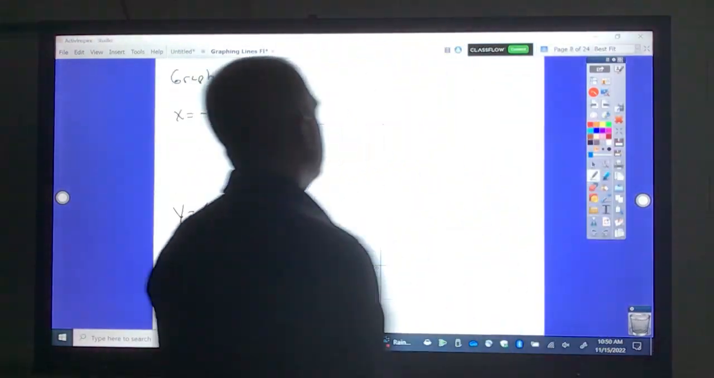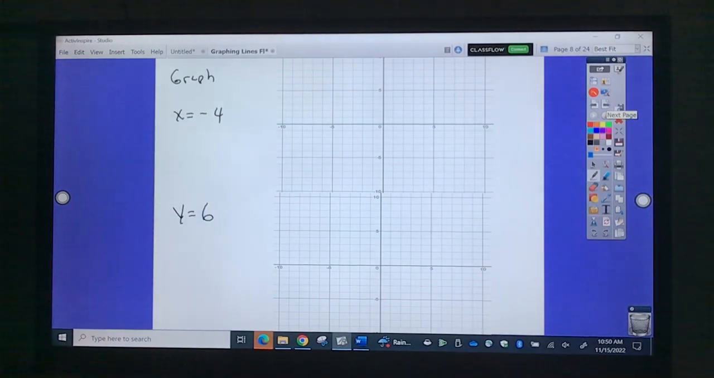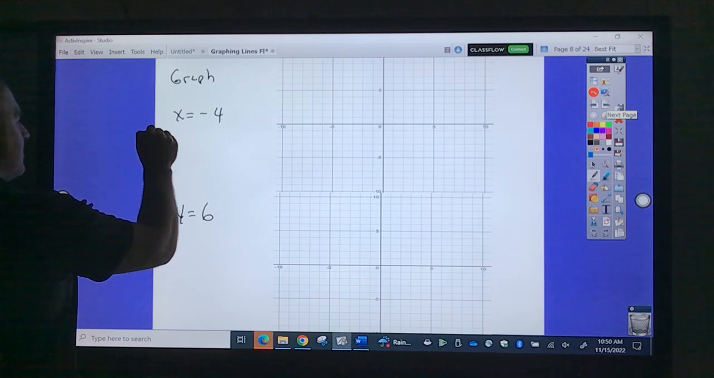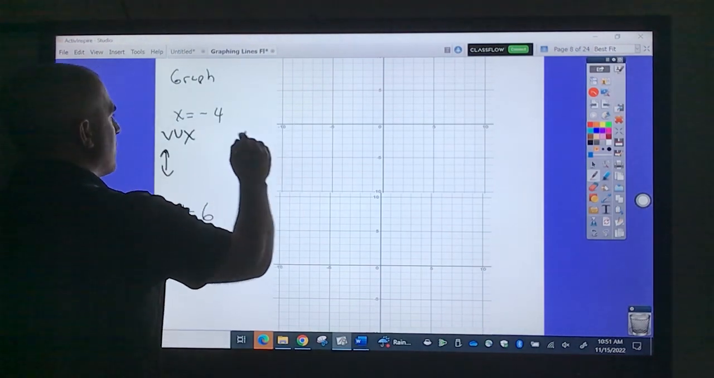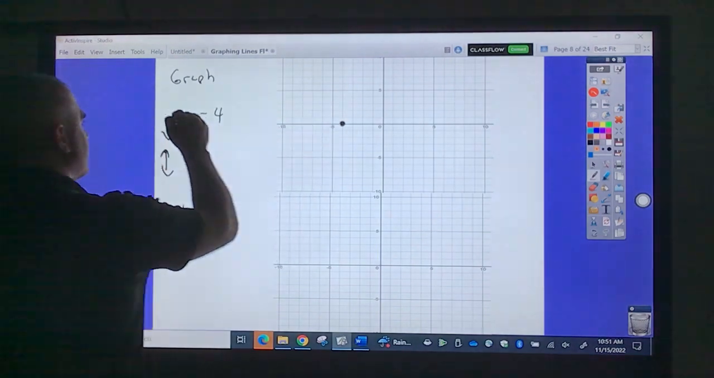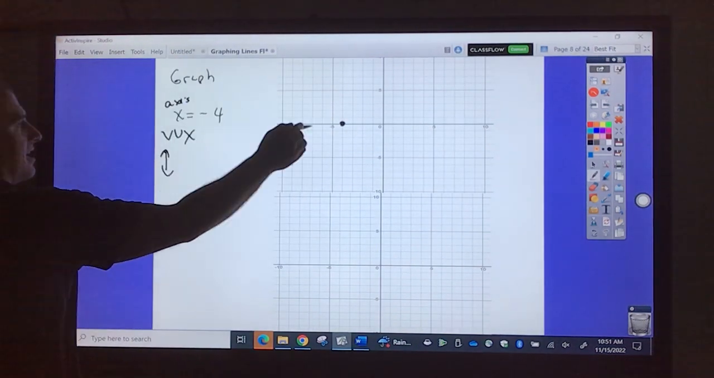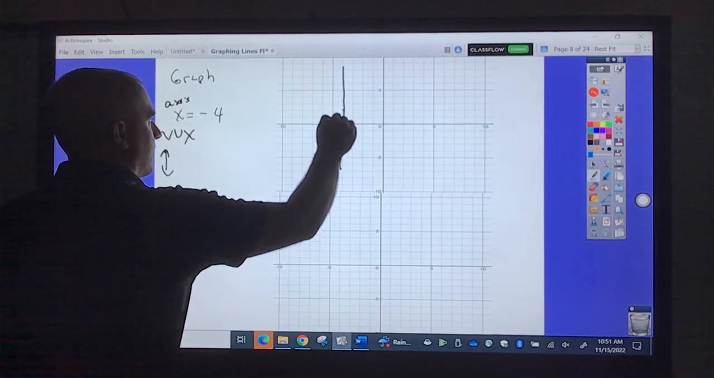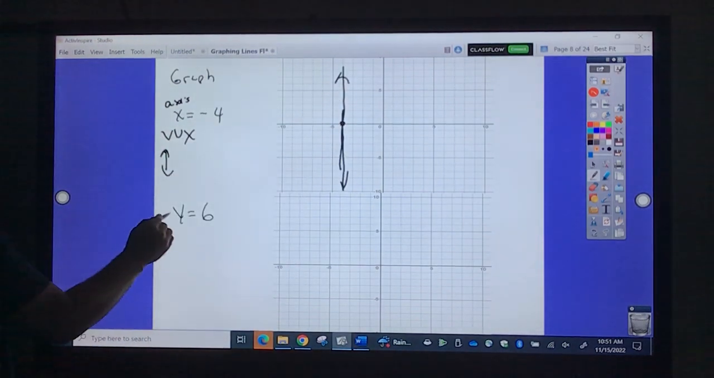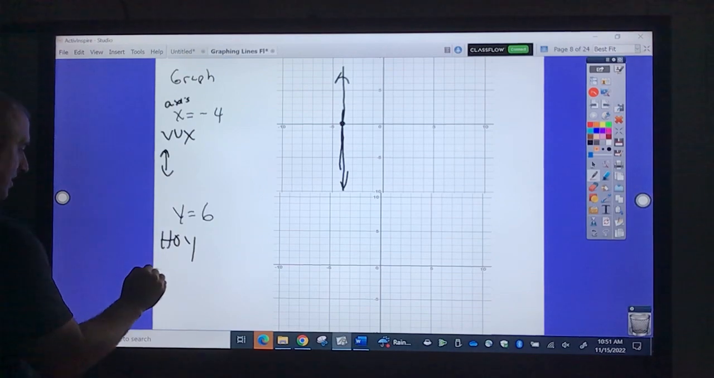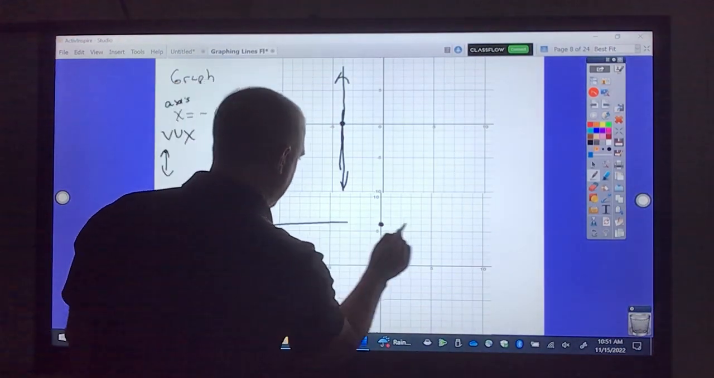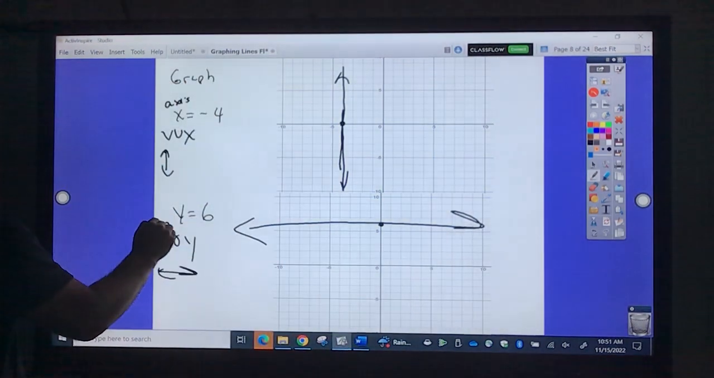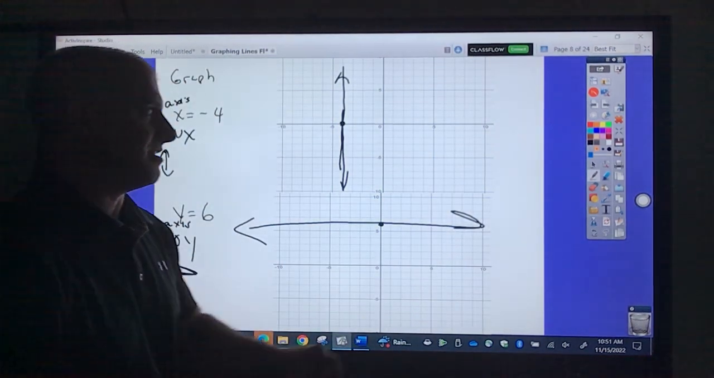All right, now we got these. So now these, I don't have to do all that stuff. This is an x equals, that's a box. So that's going to be a vertical line at -4 on the x-axis. Whatever your letter is, that's the axis. This one would be a horizontal line at y is 6. So here's the y-axis, and this would be on the x-axis.